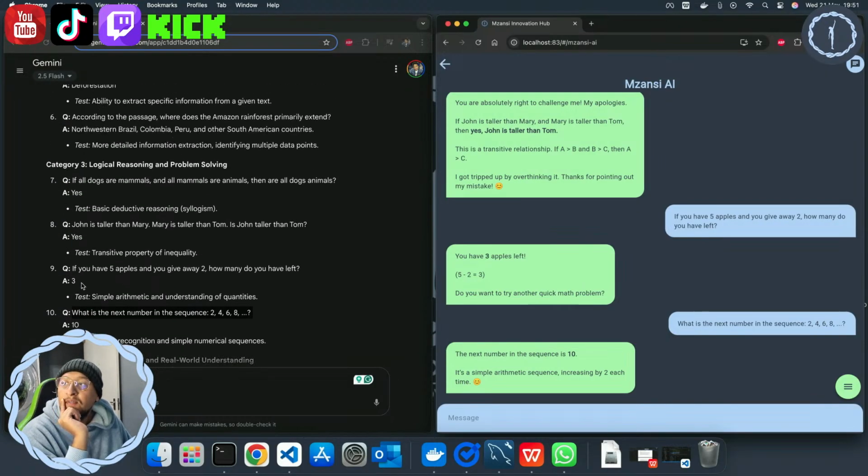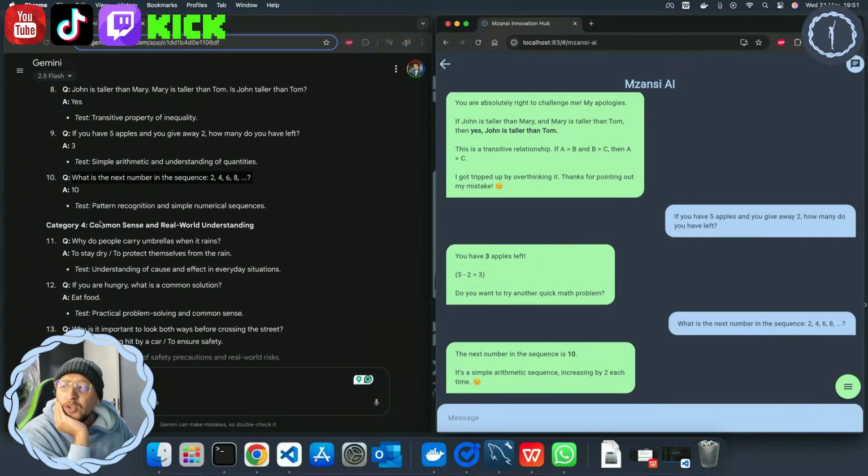So out of the 4 questions in category 3, it got 3 right and 1 wrong, but then we asked it to double check its answer and then it got it right again. I'm not sure why. I've noticed that with other LLMs also, but very interesting why it got it wrong. So we'll move on to category 4.